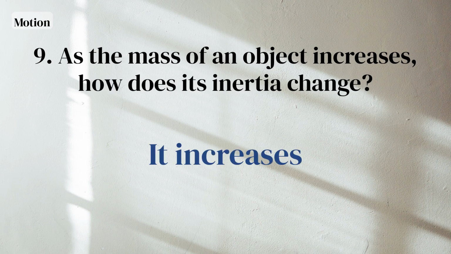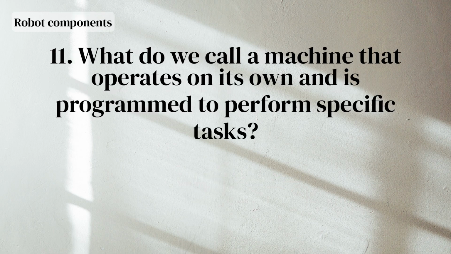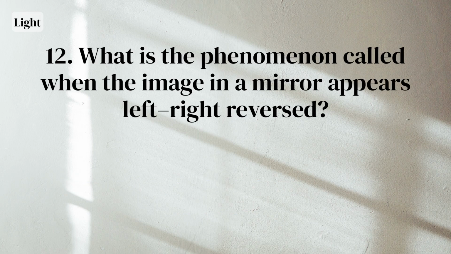It increases. As the potential difference between two conductors increases, how does the current change? It increases. What do we call a machine that operates on its own and is programmed to perform specific tasks? An intelligent automatic machine. What is the phenomenon called when the image in a mirror appears left-right reversed?